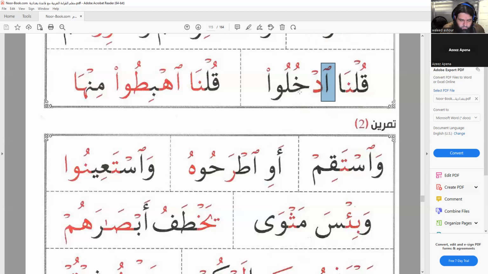Qulna. Am I connecting that one with the third one? Yeah, third. Either you can connect it or don't. If you want to connect it, we'll say قلنا. And if we don't connect it, we'll say قلنا إيه. Qulna ihbitu. قلنا اهبطوا.